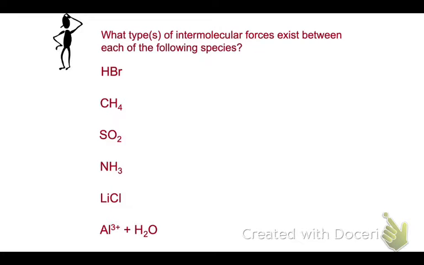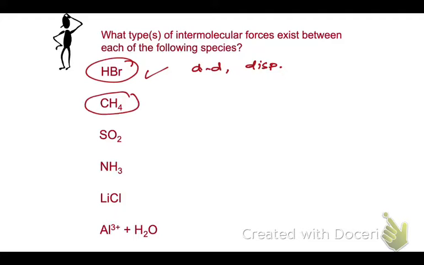What type of intermolecular forces exist in each of the following species? Let's see. This is a polar molecule, but it doesn't have hydrogen attached to one of the three atoms. So what will exist here is dipole-dipole and London dispersion forces. This is a nonpolar molecule. The only thing that exists is dispersion forces. This is a polar molecule, and I will know that once I draw the Lewis structure. And therefore, this is dipole-dipole and dispersion forces.